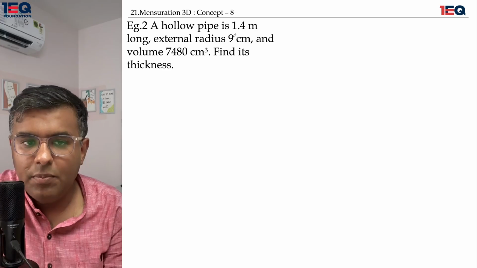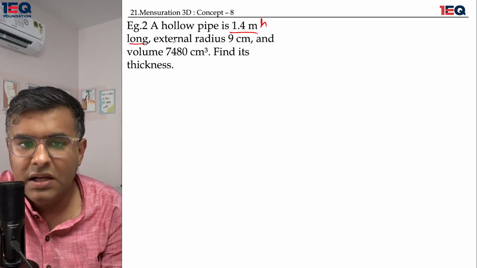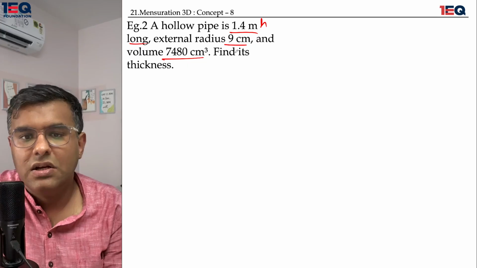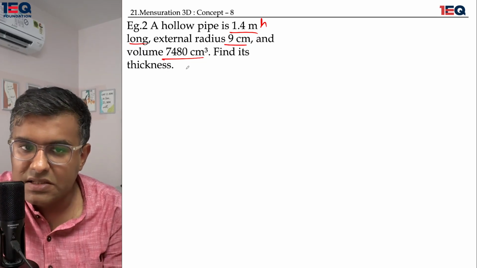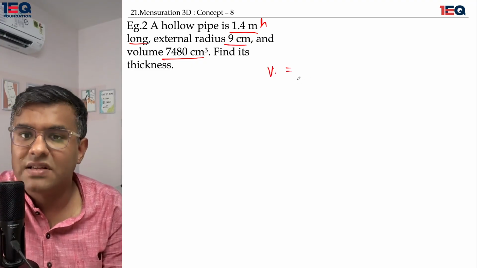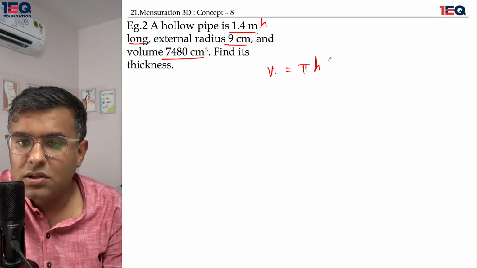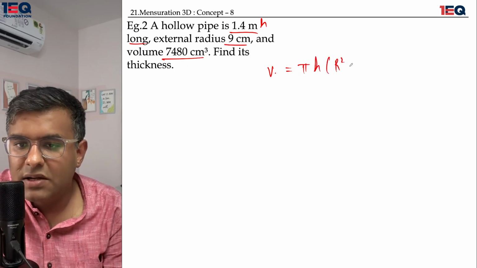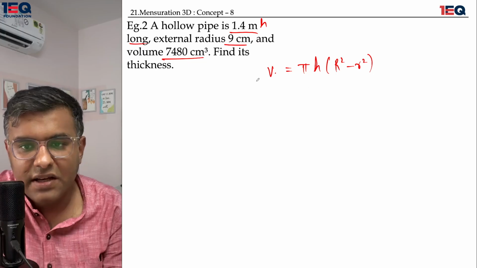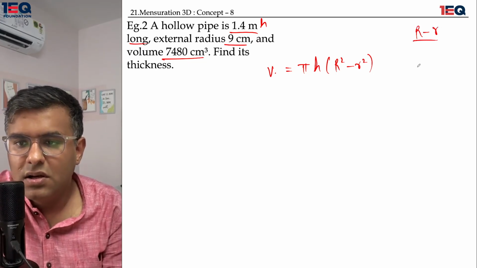A hollow pipe 1.4 meter long, which would ultimately become its height. The external radius is 9 centimeters and the volume is this. So we need to find its thickness. We have the volume available. We know the formula of the volume of a hollow cylinder as pi h multiplied by capital R square minus small r square. To find out its thickness, we would need to know the value of capital R minus small r.